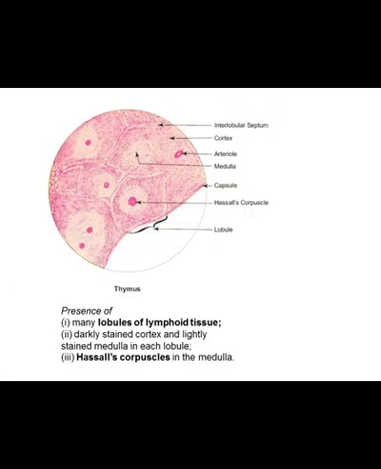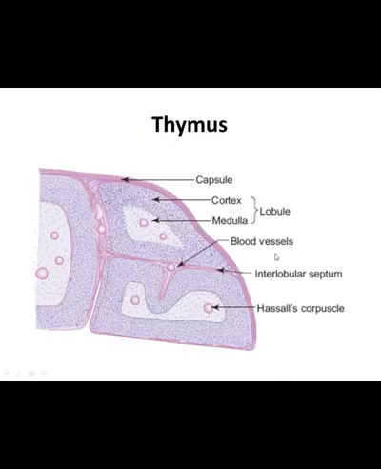This picture is of thymus. The identification points we can see easily: dark staining cortex, light staining medulla, and in the medulla are Hassall's corpuscles. These are the septi. This is also a septum, interlobular septum. This is a magnified picture which shows thymus, capsule, cortex, dark stained, medulla, lightly stained, interlobular septi having blood vessels, nerves, and lymphatics.